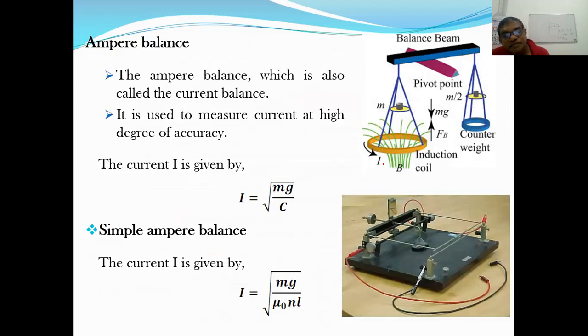What is this? The ampere balance. You may have done it during the experiment. This is totally based on two parallel current carrying conductors, right? So by using Ampere's law, we can find this mu naught.